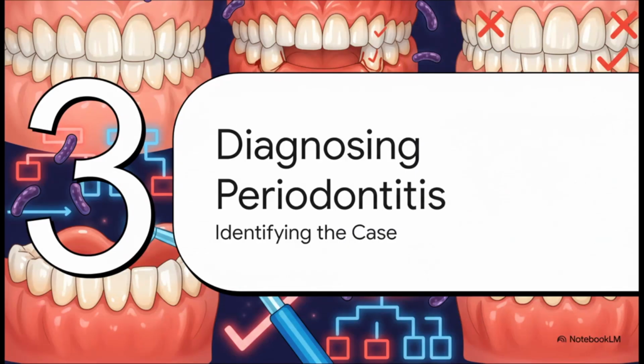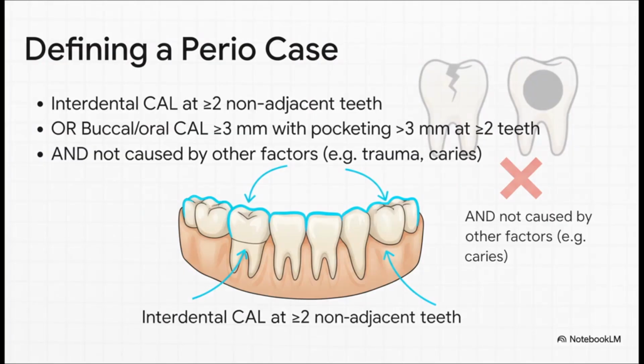Section 3, diagnosing periodontitis. Let's talk about identifying the case. So, what's the actual trigger? How do you know for sure that a patient has crossed that irreversible line from gingivitis into periodontitis? Well, the official definition is very, very specific. The whole thing really hinges on finding interdental clinical attachment loss, or CAL, at two or more teeth that aren't right next to each other. And just as important, you have to be sure that the CAL isn't from something else, like recession from brushing too hard, a cavity, or a wacky third molar. It has to be from periodontitis.